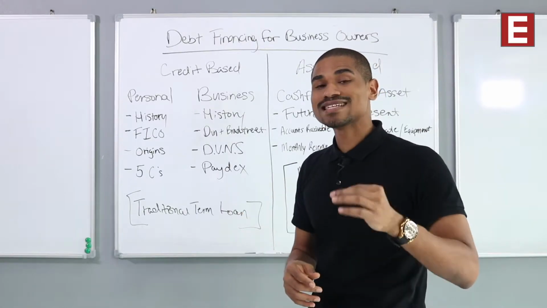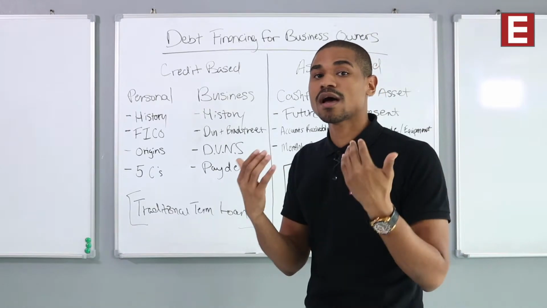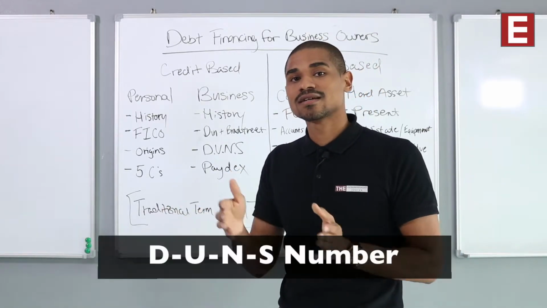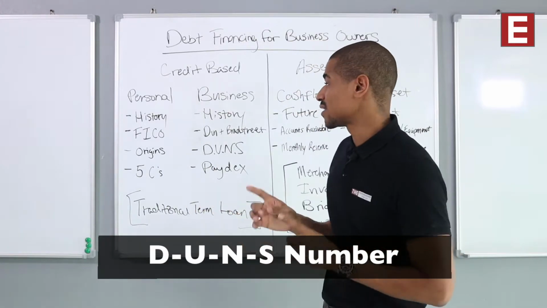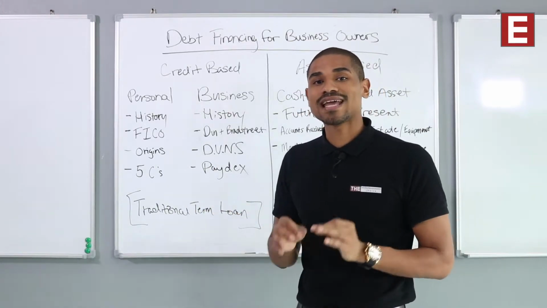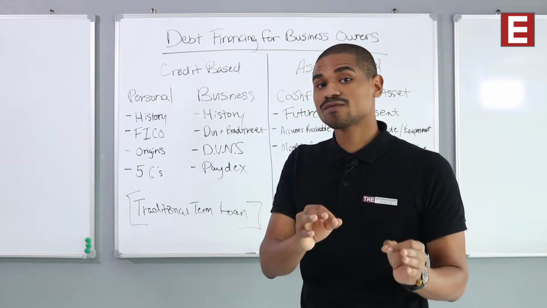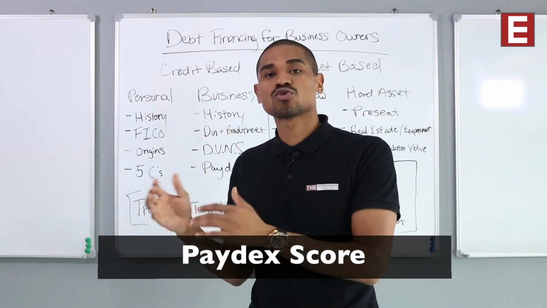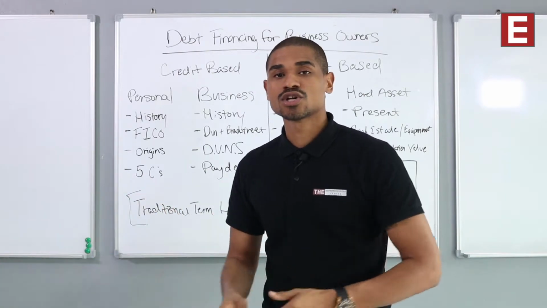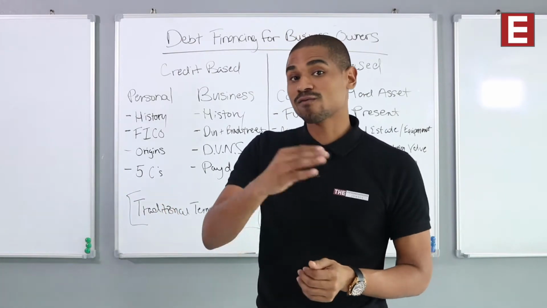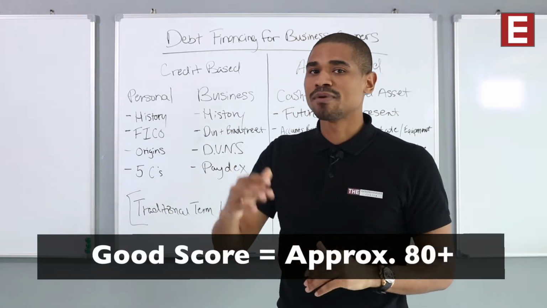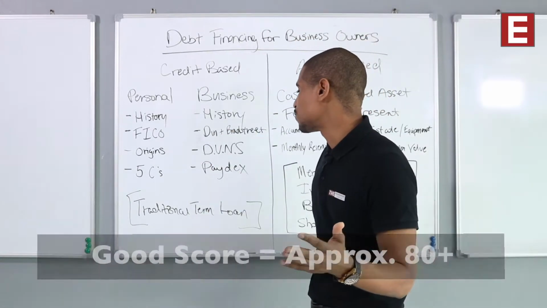Now, each business entity that signs up to become a part of that system is issued a 9-digit number called the DUNS number. The DUNS number is not to be confused with the actual score. The score itself is called a Paydex score, very similar to personal credit, where the personal credit score is called a FICO score, right? So a Paydex score is anywhere from 0 to 100, and normally a good score is around 80 or above, and it's actually pretty easy to get that.